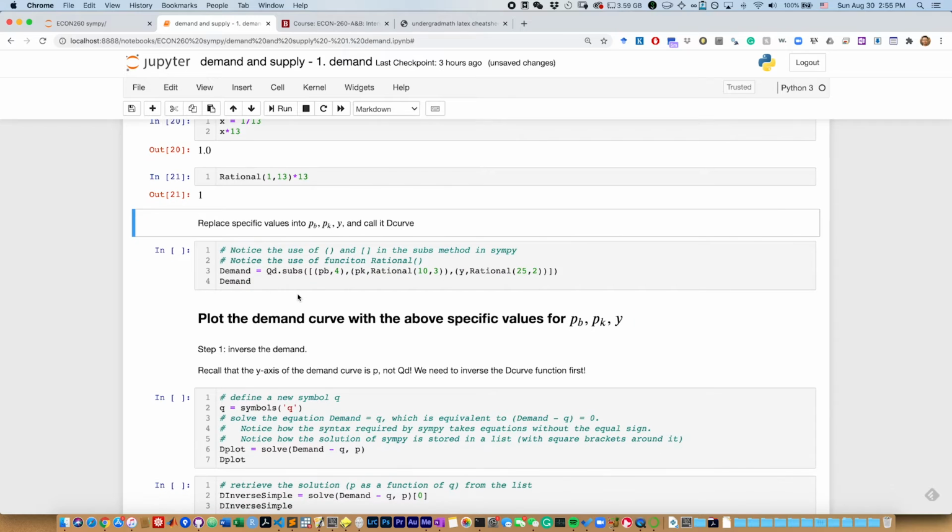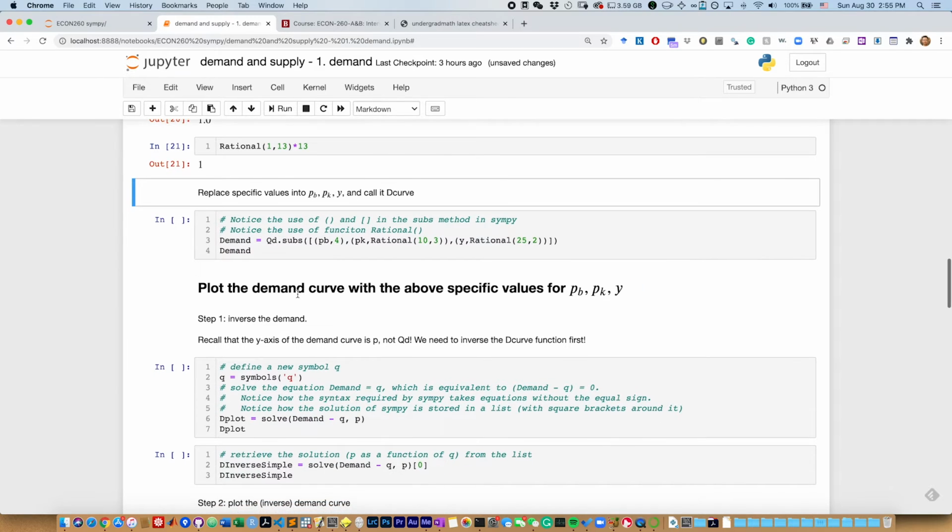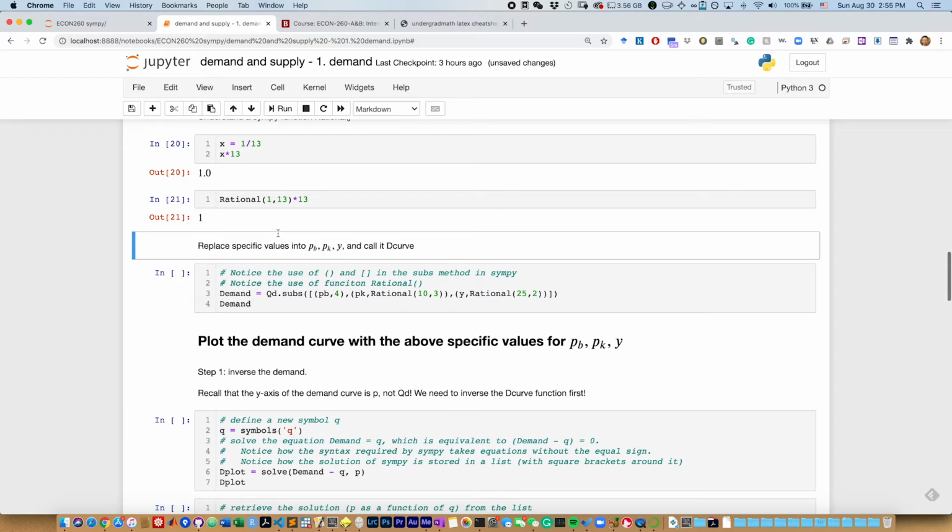All right. Another useful thing, in addition to rational and taking derivatives, is that we need to replace values frequently.